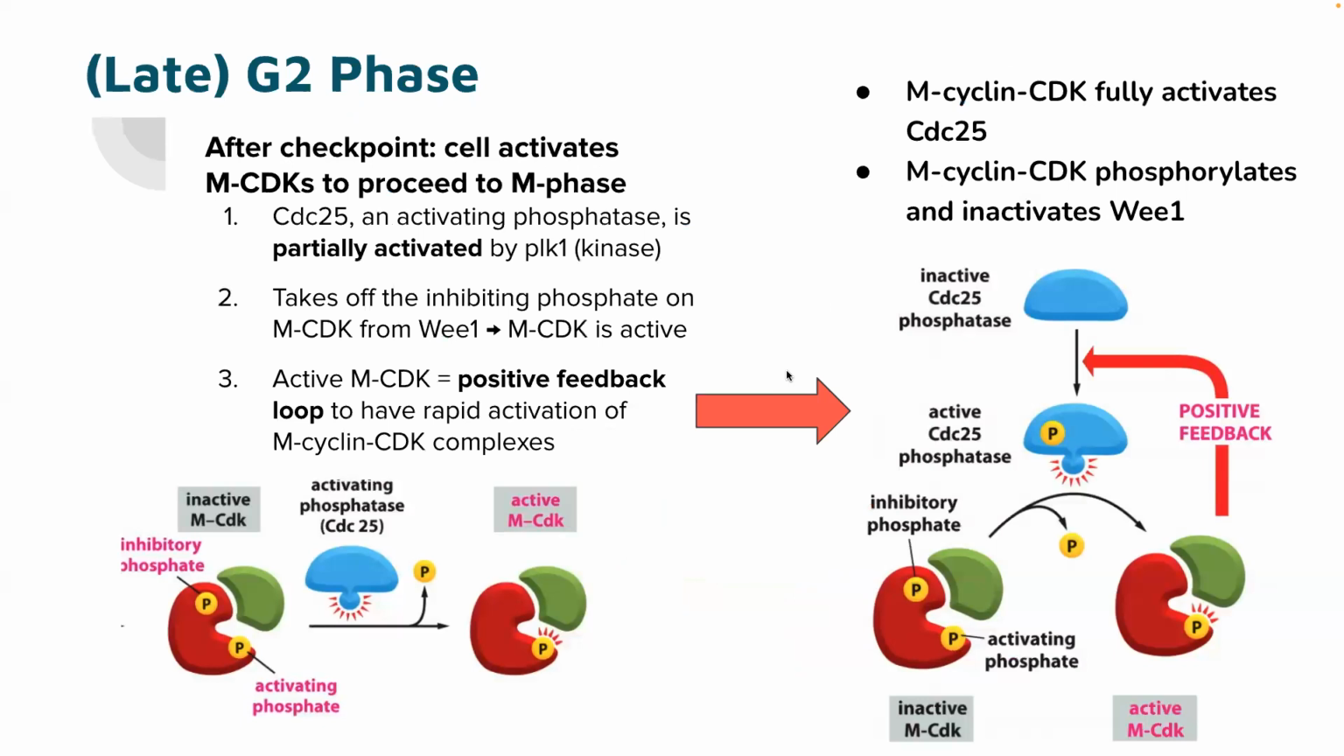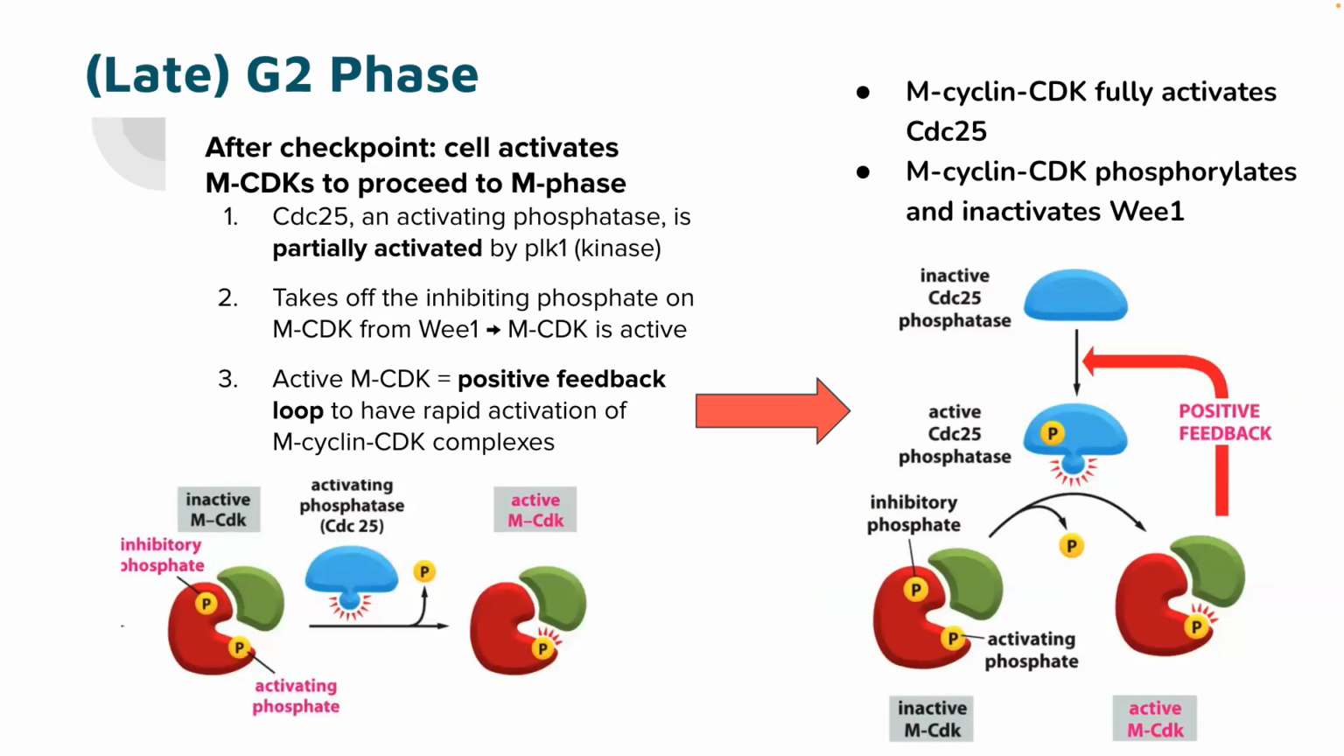During late G2 phase, after the checkpoint, where it makes sure everything looks okay, the cell will activate MCDKs to proceed to M phase, so producing those M cyclins. CDC25, an activating phosphatase, is partially activated by PLK1 kinase. So that takes off the inhibiting phosphate on MCDK that WEE1 had placed on. So now that that inhibiting phosphate has been taken off, MCDK is active.